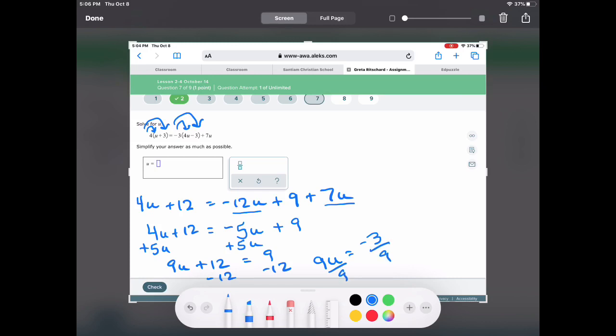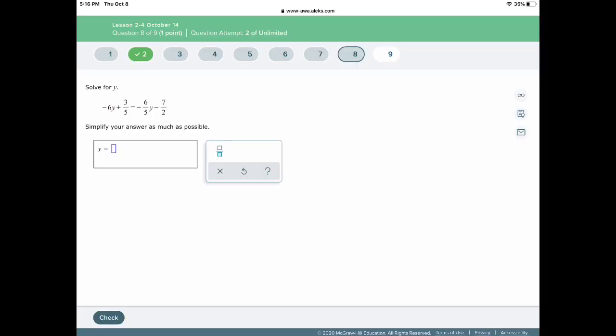Watch out for this. Your brain is going to want to flip that over. U equals negative 1/3 when I simplify 3/9. Okay. Notice that it gave me the fraction option. That's kind of a hint. All right, these guys are a bit of a challenge.